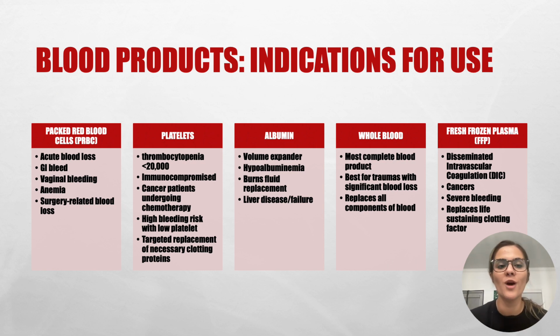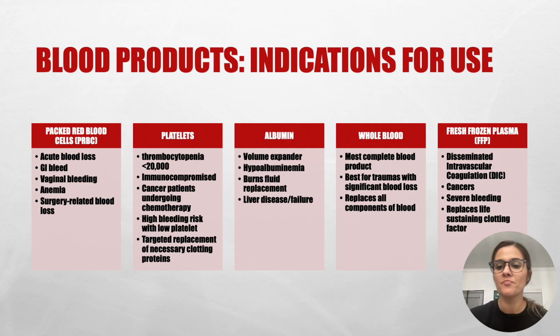So here we go. Starting with our packed red blood cells, it's the most commonly transfused. It increases the patient's hemoglobin, their iron levels, and of course their oxygen carrying capacity in their blood. Typically given for acute blood loss, your GI bleeds, your vaginal bleeders, anemia, and of course surgery-related complications for blood loss. Red blood cells have most of the components that we need to replace when there is blood loss as well.